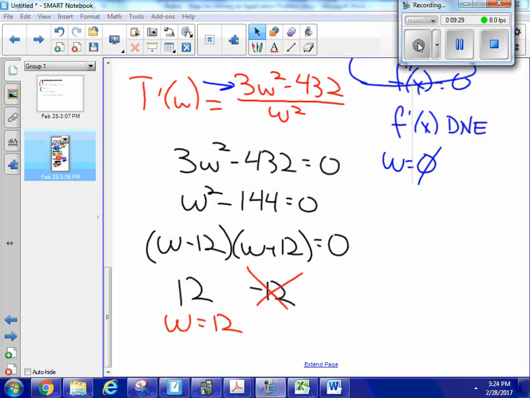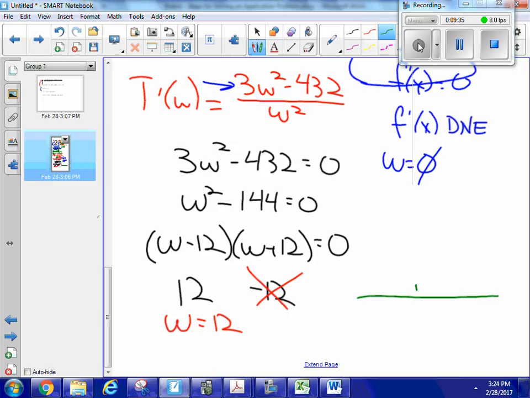Let's test to make sure that that is actually a minimum. That's the only place where my derivative is equal to 0. So here's 0, 5, 10, 15. So here's 12. Okay? And so let's test into our derivative right here. Let's test 0, which is in this interval over here. So I would have 0 for W. So that would be a negative 432.